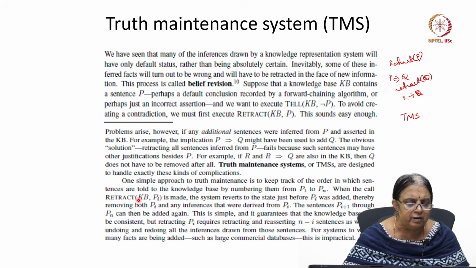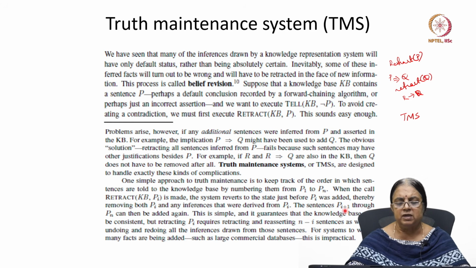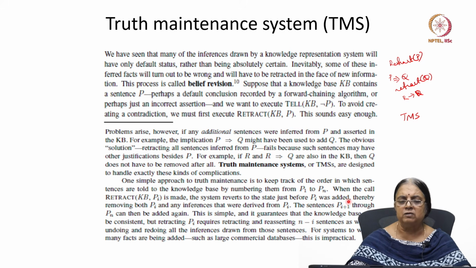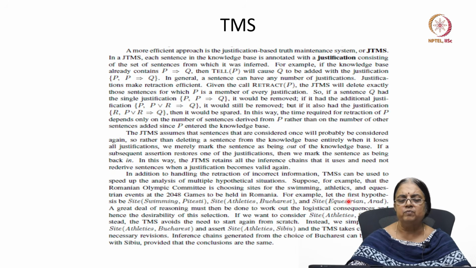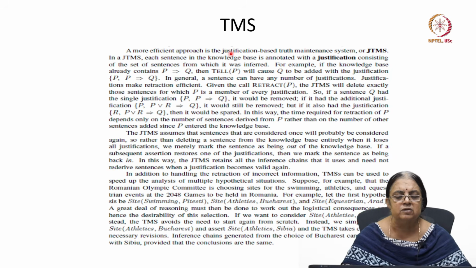you are retracting Pi from the knowledge base, you look at all the inferences that have been derived from Pi, from the sentence Pi plus 1 till Pn. Okay, so the sentences which were derived before Pi was introduced, you don't have to worry. You only see the sentences from Pi plus 1 to n. So that increases the speed to some extent.